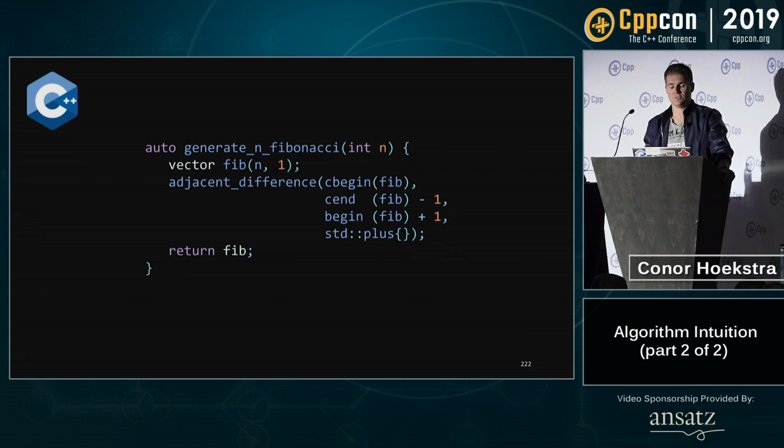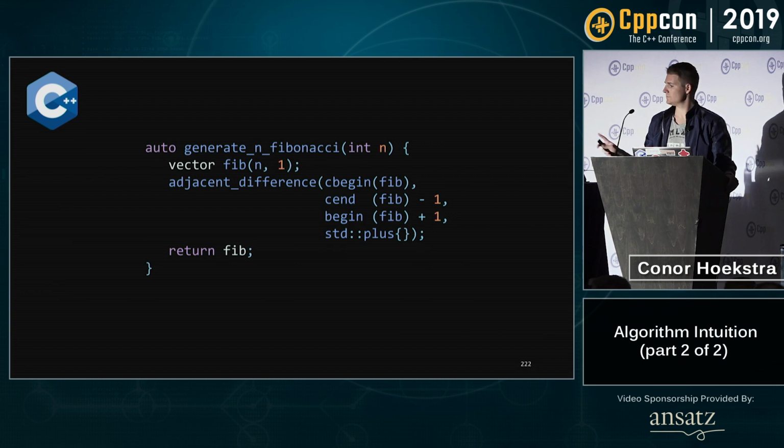Which should really upset you. This is basically a specialized version of transform. But you'd never know it because the difference is in the title. And here we're overloading the default binary operation that comes with adjacent difference with std::plus, and then basically doing the same thing. The adjacent part is taken care of. We don't need to pass it two ranges.